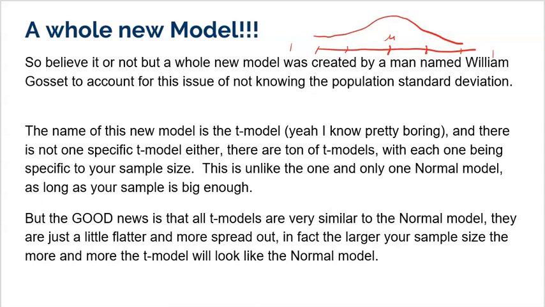So the other thing that William Gosset realized is that one T model wasn't good enough. He actually created tons of T models, each one specific to the sample size. Because what he found out was that for really small samples, the standard error was even more inaccurate, so he had to make those models even flatter and more spread out. But for larger sample sizes, the T model was actually fairly close to normal, so it wasn't as bad.